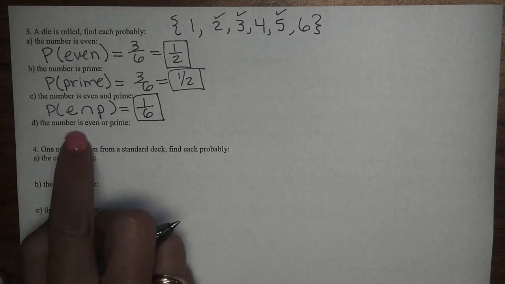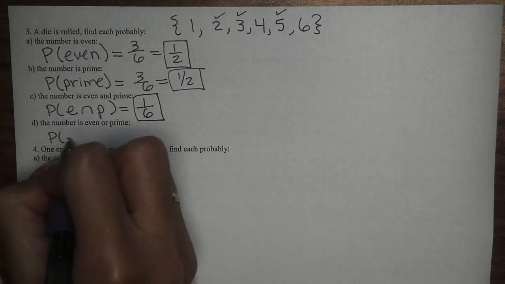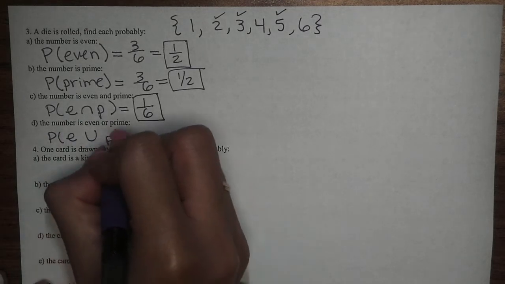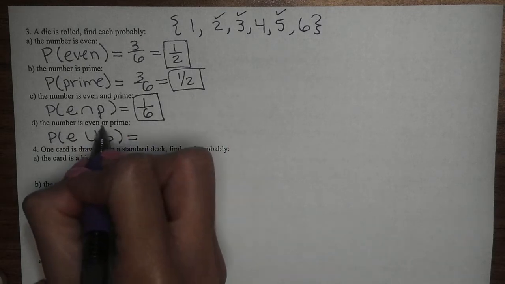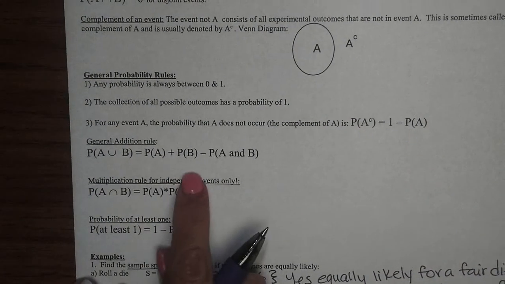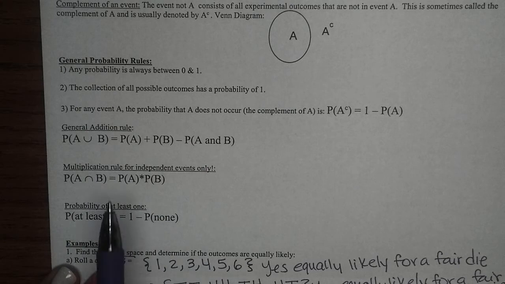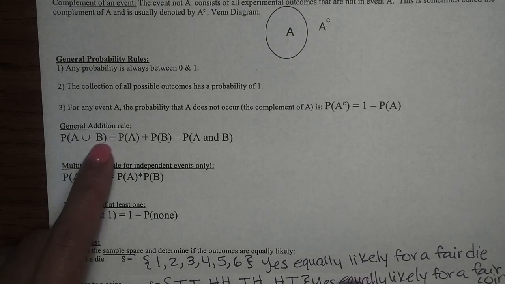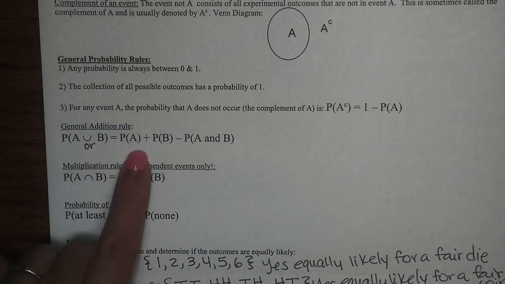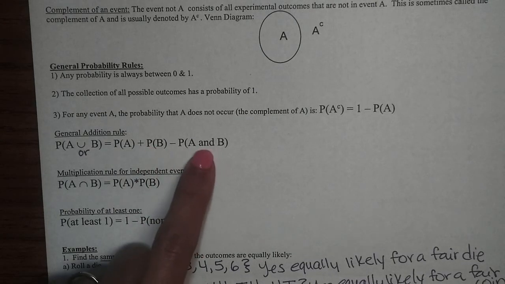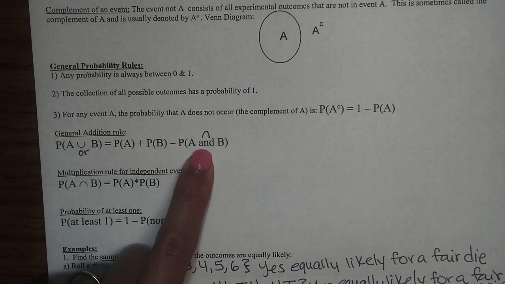And then the last one, the number is even or prime. So the probability the number is even or, we use the union symbol for the or because it's a union, even or prime. Okay, so for the or event, you have to use the general addition rule. So if you go back to those rules that you need to know and memorize, here's the general addition rule. Every time you're trying to find the union of A or B, remember this is an or, you need to take the probability of A plus the probability of B and then subtract the intersection. This is an and, which is an intersection. Subtract A and B.